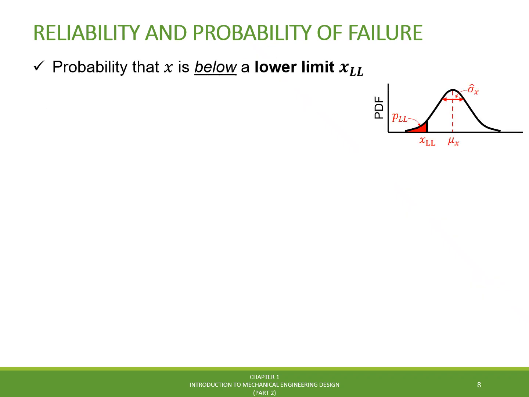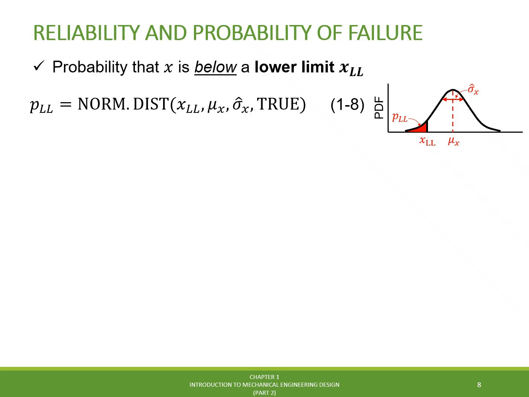So let's say that we want to use the NORM.DIST function to calculate the probability that a certain random variable x is below a lower limit x sub LL. So this is equivalent to calculating the area under the Gaussian curve for this red area indicated here in the figure. That's the same as calculating the probability that any value of x is going to be below the lower limit value. So in order to do so, we need to apply this statement of the NORM.DIST function.